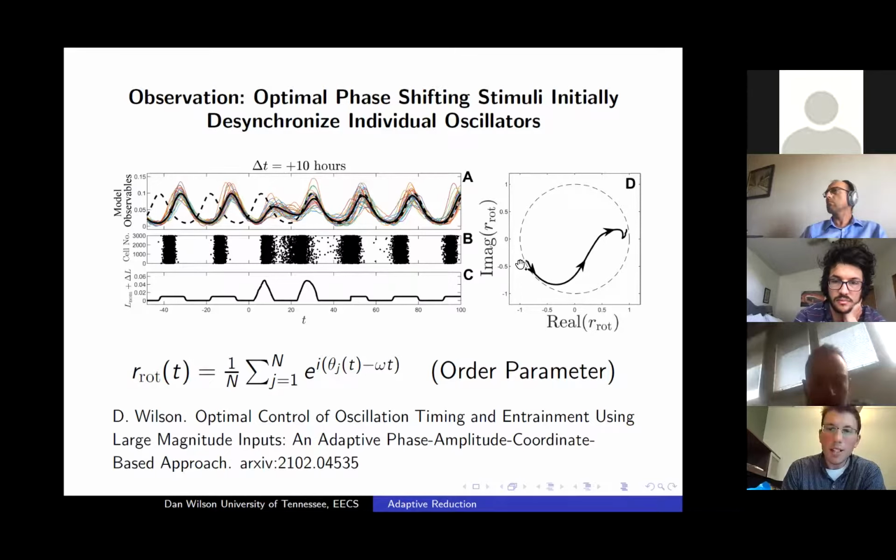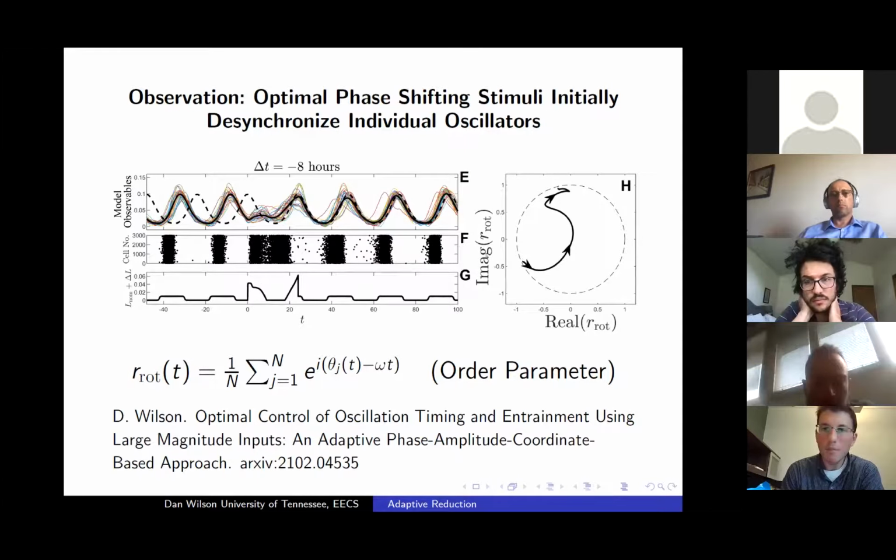Initially, we're all synchronized in our old time zone. We apply this input and we kind of go slowly through the middle of this rotating reference frame, which indicates desynchronization, to emerge at the correct re-entrained phase. This is for a plus 8 hour time advance.